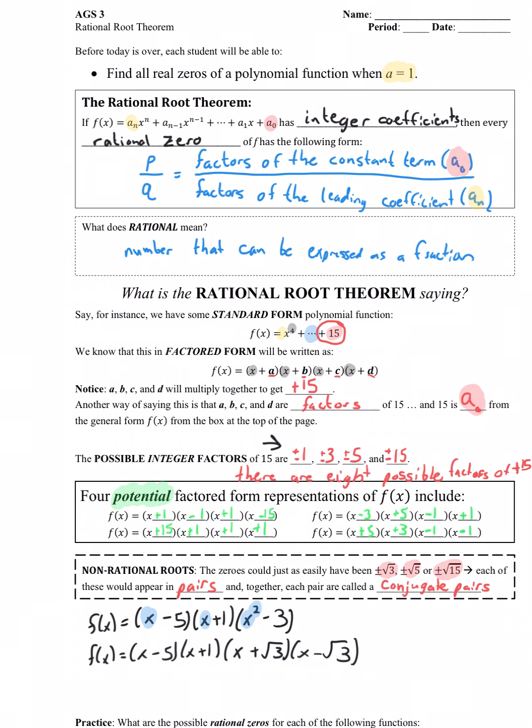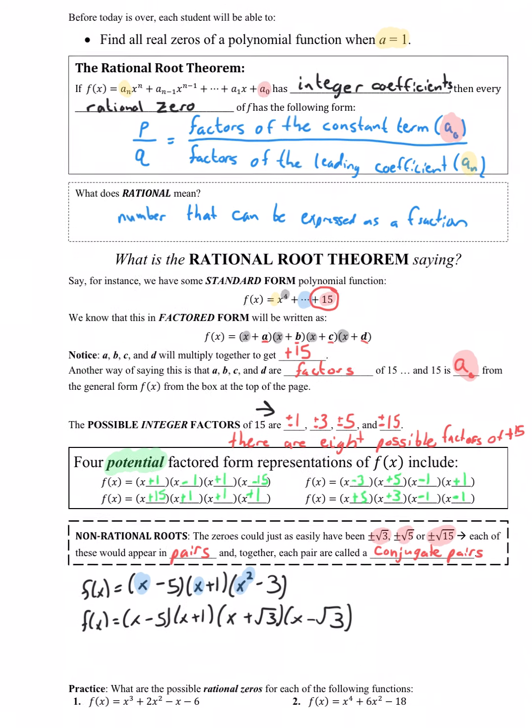Because now you get negative 5 times positive 1 is negative 5. And then you would have positive root 3 times negative root 3. That becomes a negative root 9, which is negative 3. And then you get a negative 9, or negative 3 times negative 5. That gets you a positive 15 when they all multiply together again. Kind of weird, but non-rational roots are a possibility as well. Okay?